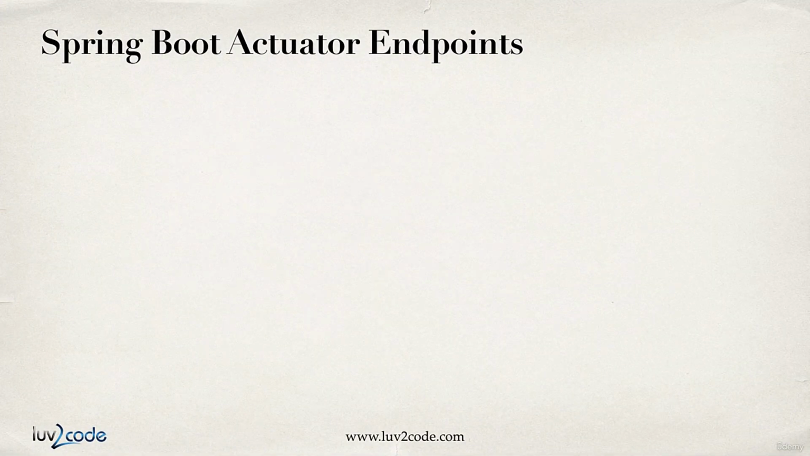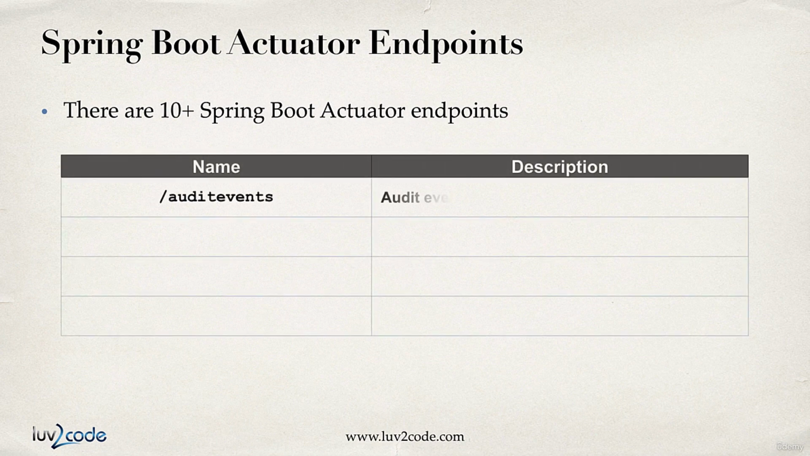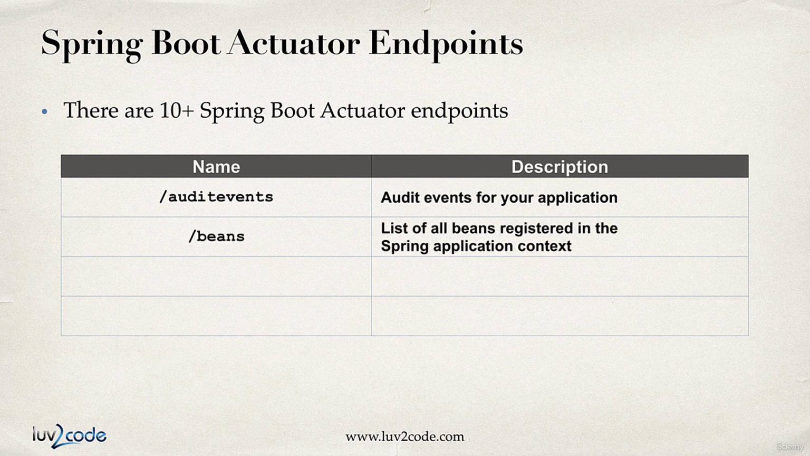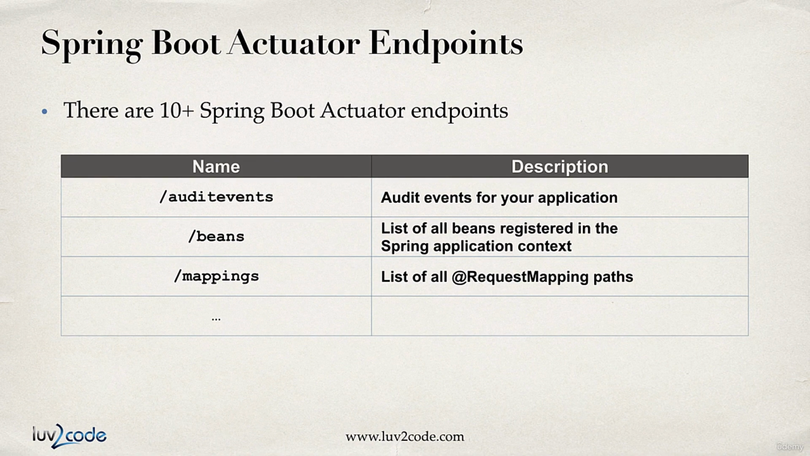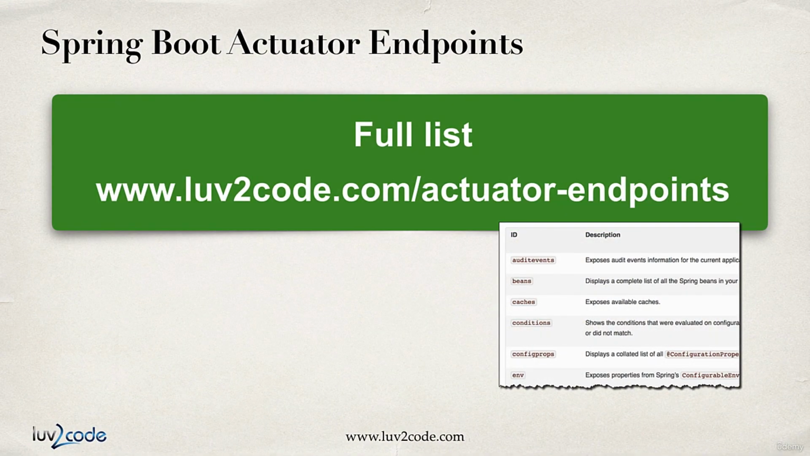Now let's take a look at some other Spring Boot Actuator endpoints. So there's actually 10 plus Actuator endpoints that are available. Here's a small sample. So you have /auditevents. It gives you a list of the audit events for your application. /beans will give you a list of all beans that are registered in the Spring application context. /mappings will give you a list of all request mappings for your given application. Now, for a full list of all of the Actuator endpoints, you simply go to this link here, luv2code.com/actuator-endpoints, and it'll redirect you to the official Spring Boot Actuator documentation, and you can see a full list of all of those Actuator endpoints.